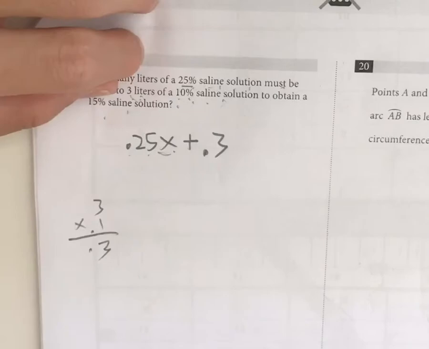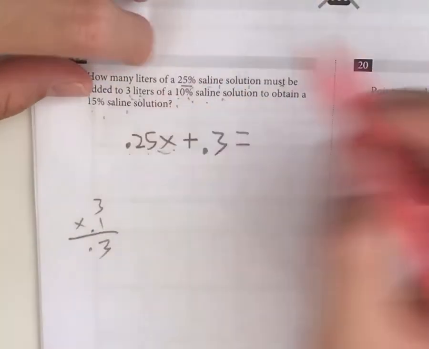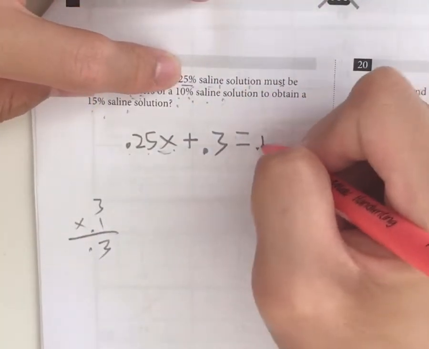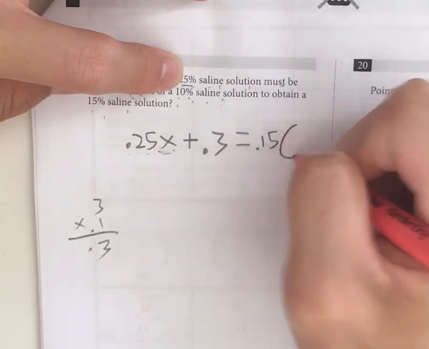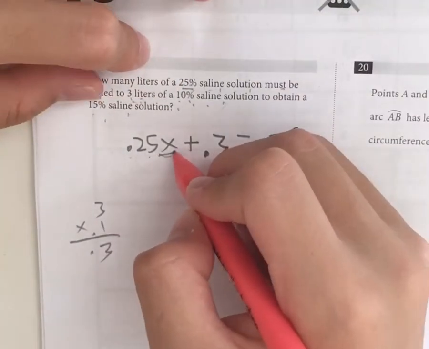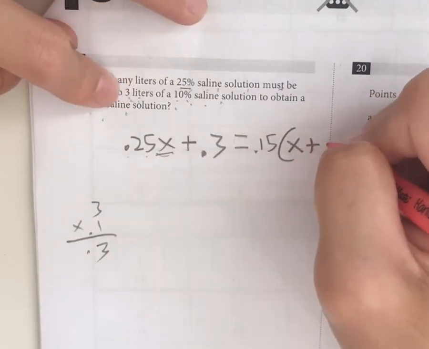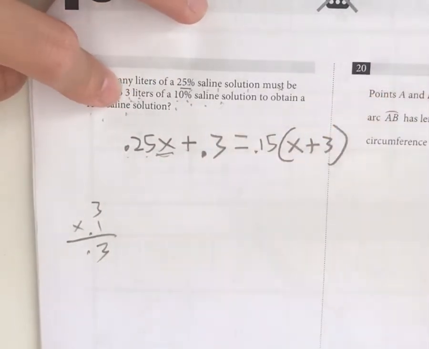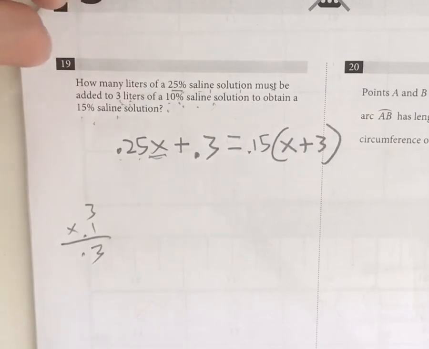And that's equal to 15%. So that's equal to 0.15 times, what's the equation? That's going to be x, because we added x amount plus 3 liters. So that's plus 3. And now we could simplify this equation.